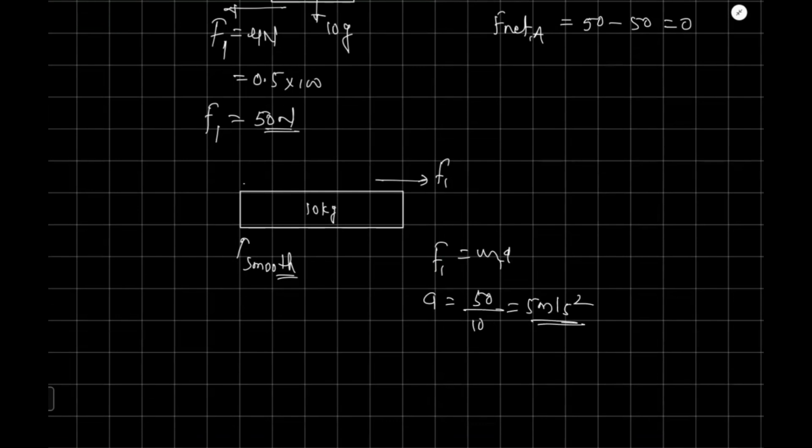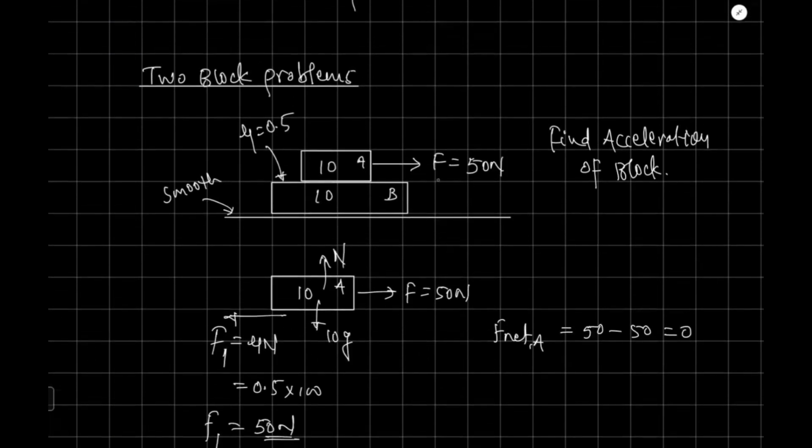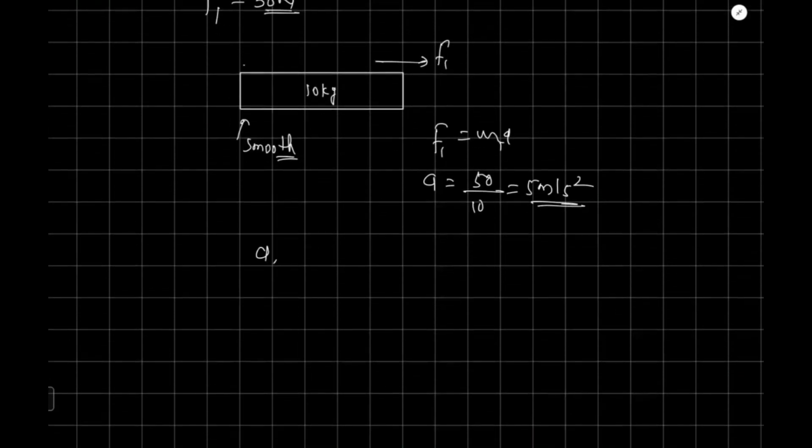So is it possible to get such kind of acceleration? Because what is happening now? You are applying force on block A, and the acceleration is happening on block B. So it is not possible at all. Whenever you apply the force on an object, it is going to have more acceleration compared to the object with which it is in contact, right? So our acceleration of A is 0, and acceleration of B is 5 meter per second square. So acceleration of A cannot be less than the acceleration of B in this case.